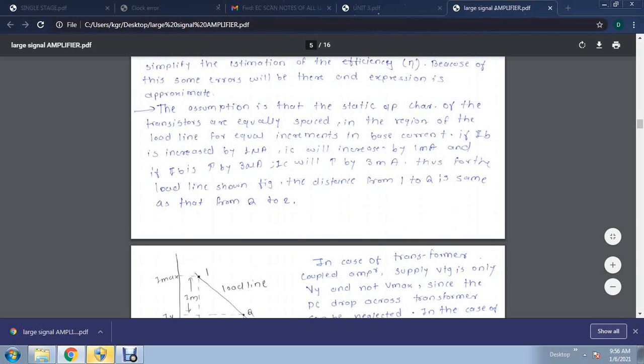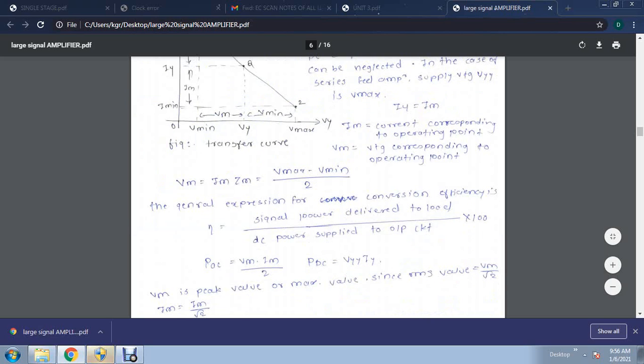The maximum value of the power efficiency of the class A amplifier is a simple estimation of efficiency. Because of these assumptions, errors will be there and the expression is approximate. The assumption is that the static output characteristics of the transistor are equally spaced in the region of the load line. Base current is increased in microamps, and collector current will be increased in milliamps, and for input we take the load line exactly at the middle of the load line. Vm equal to Im into Zm, V max minus V minimum by 2.